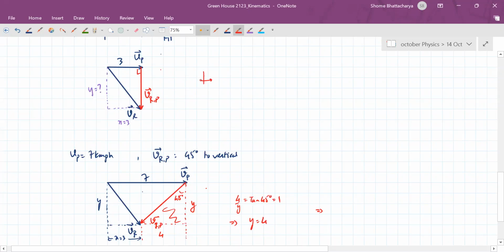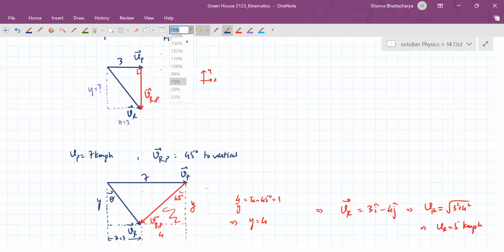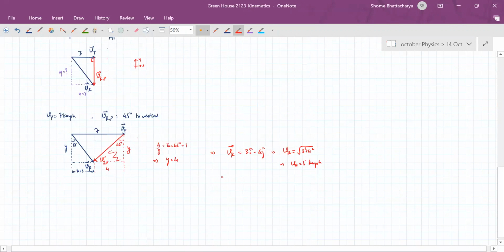That means if we take the xy system like this, the velocity of the rain in the ground frame is 3 i cap minus 4 j cap. So it has a magnitude of 5 kilometers per hour. And this angle here, suppose this is theta, is tan inverse of 3 by 4 with respect to the vertical. Why are we taking tan inverse of x component divided by y and not y divided by x? Because we are calculating the angle with respect to the vertical and not with respect to the horizontal. It is at 37 degrees with respect to the vertical.